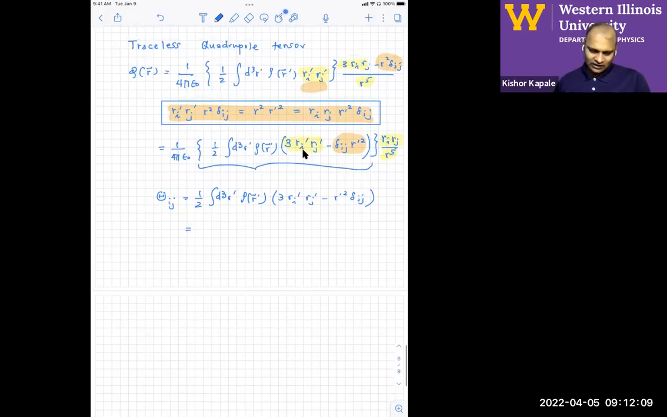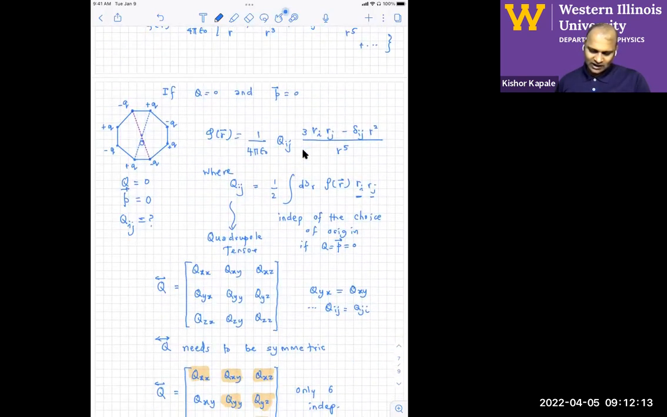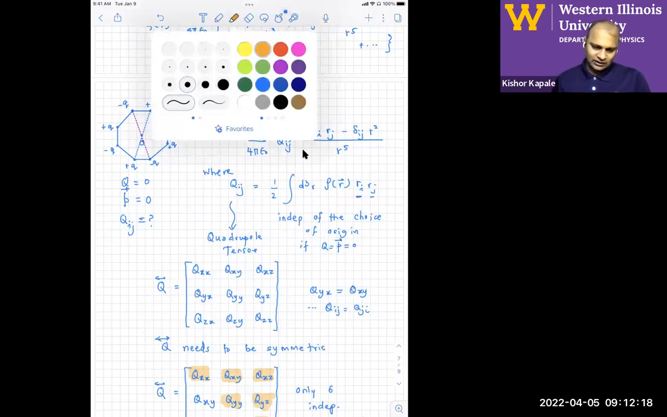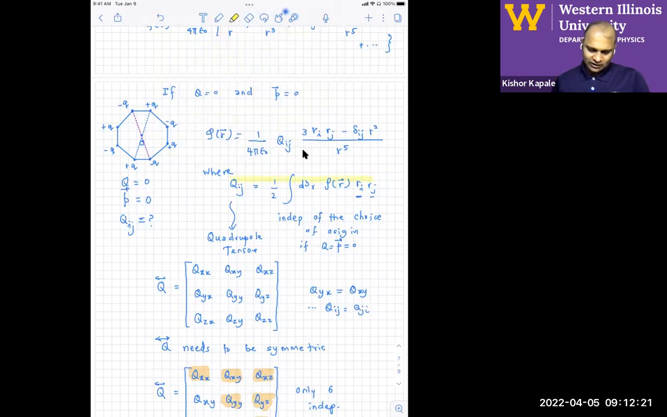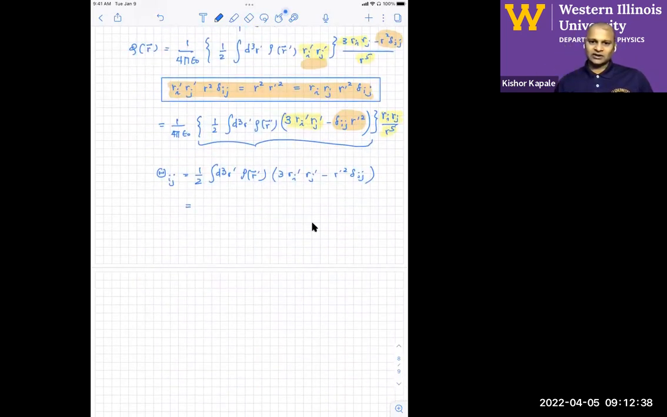let's recollect what Qij looked like. Before that, it would not make sense. So let's take a look at Qij. That had a very, very simple looking expression. Let me highlight it so you could see. This is Qij. It's half ∫d³r ρ(r) ri rj. So if that's Qij, what we have in Θij is a slightly different combination of these terms. And so let's identify what's going on.